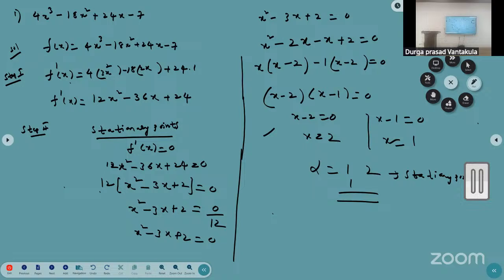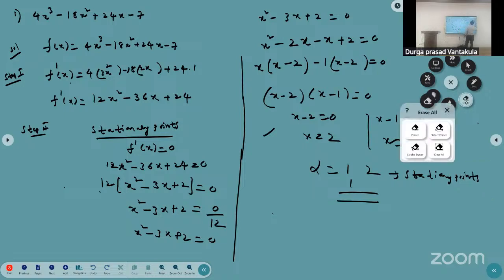Yes, stationary points are ready, waiting for us. Now we'll see what we have to do with this. Feeling hungry? No, very good.